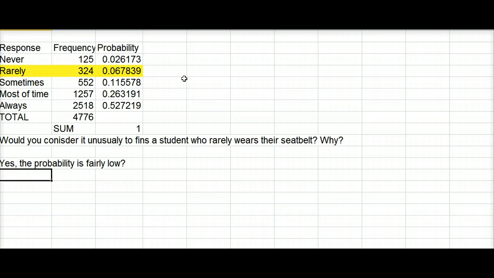Now, if you had asked me if it was unusual for a student to always wear their seatbelt, I'd probably say no, because over 50% of students always wear their seatbelt, which is smart. So we can use the probabilities to determine how likely something is to happen. And now you've created a frequency distribution. You've created a probability distribution from a frequency distribution, and for this one we used Excel to help us out. You're welcome to use a standard calculator to do this as well. I just wanted to show you another tool you could have in your tool belt.